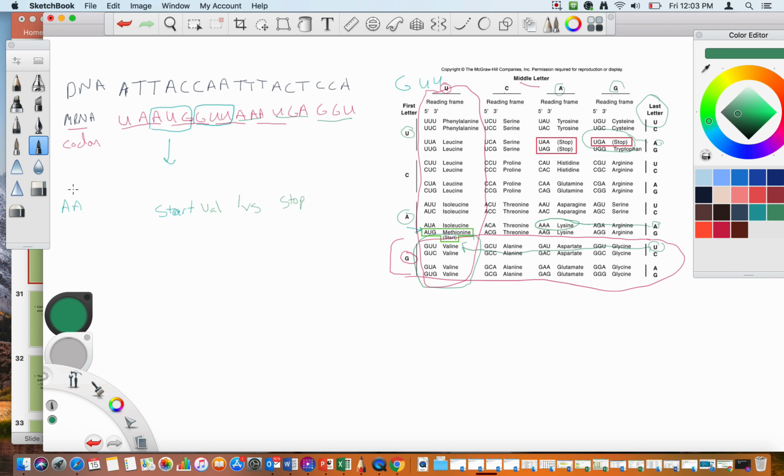Now in that worksheet, there is also a section for tRNA. So I can ask you, given a sequence of tRNA, and you can work backwards to get the messenger RNA. All right, so our tRNA, we're going to follow a base pairing rule from RNA to RNA. If we have a U, it's going to be an A. If we have an A, it's going to be a U, C to G, G to C.